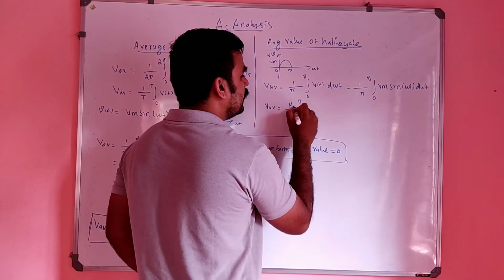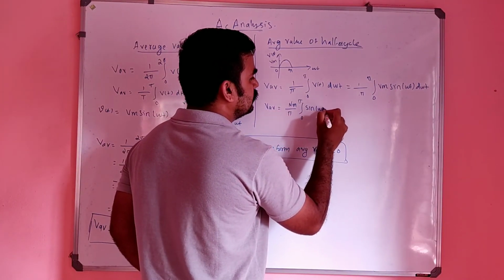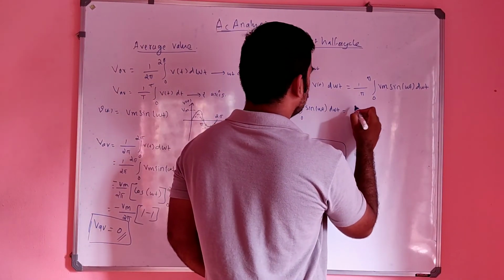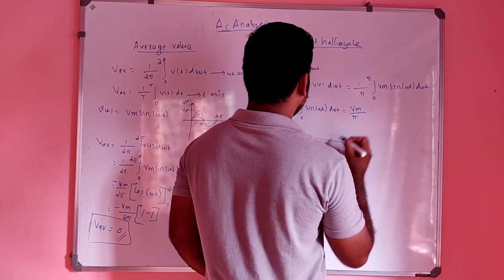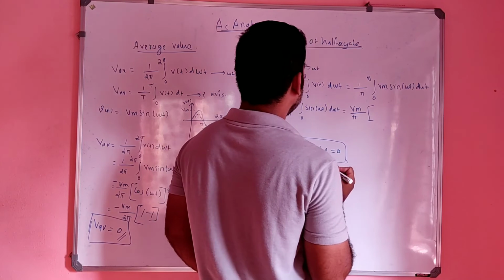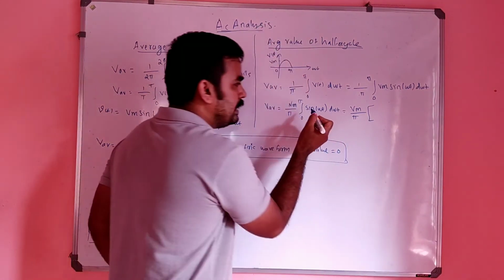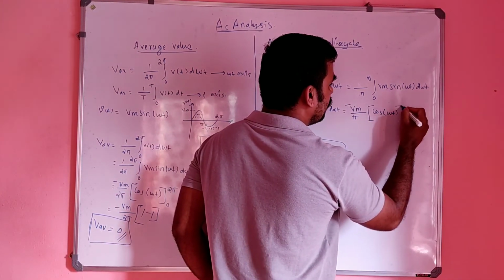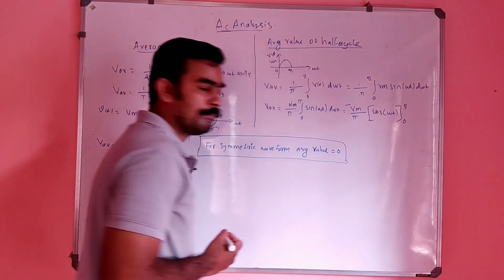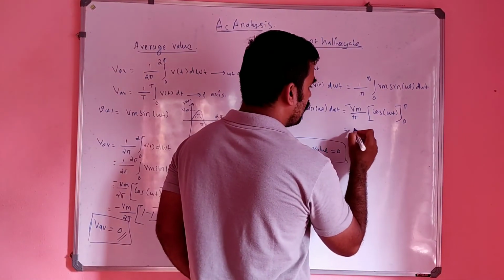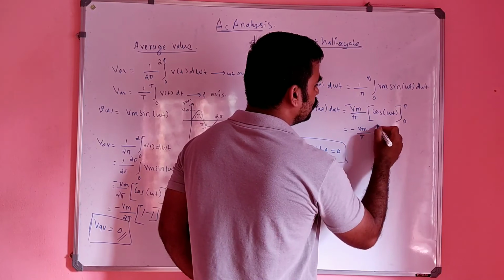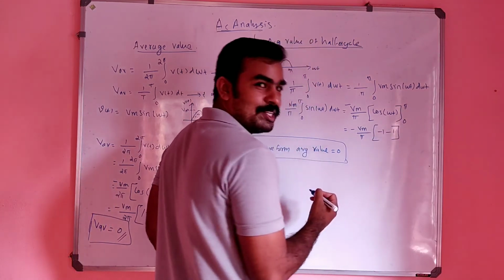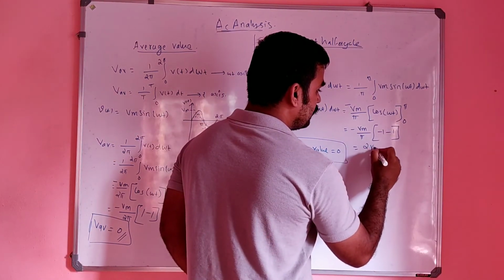This Vm can be taken outside. Vm by pi, integral 0 to pi of sin omega t d omega t. Is it clear? Listen to me, what is the integral of sin omega t? It is minus cos omega t, integrated from 0 to pi, which is minus Vm by pi into cos pi, it is minus 1, minus cos 0, it is again minus 1. So it will become 2 Vm by pi.